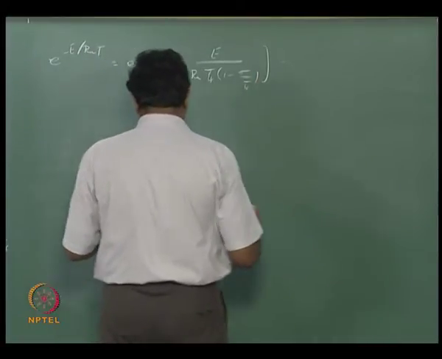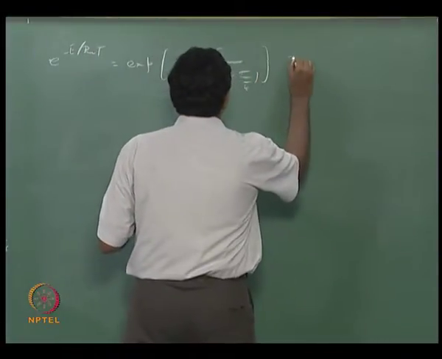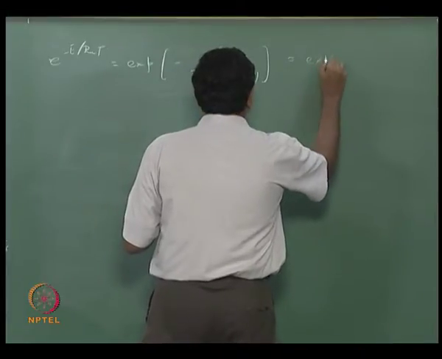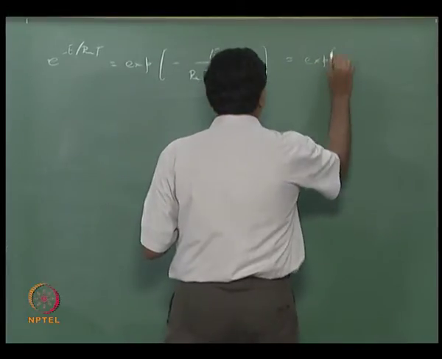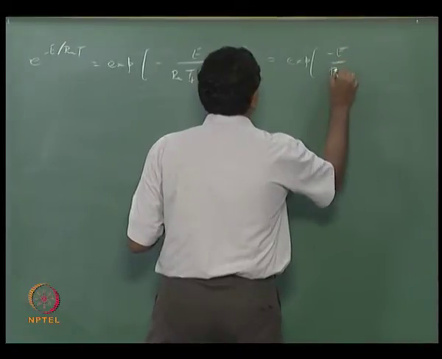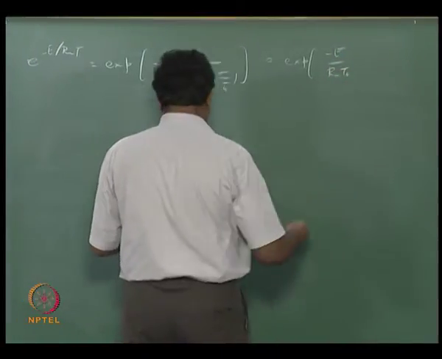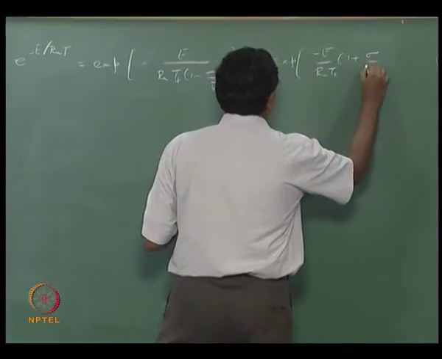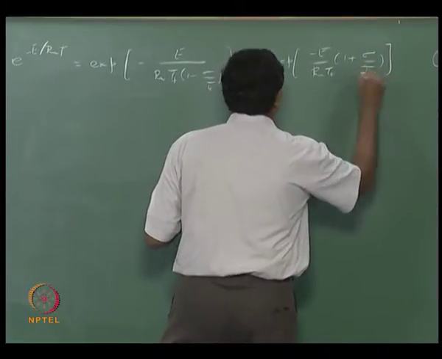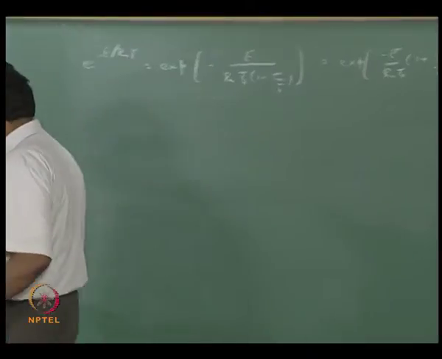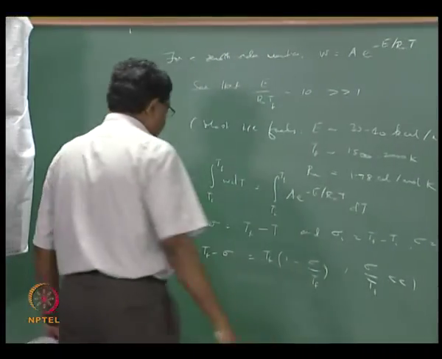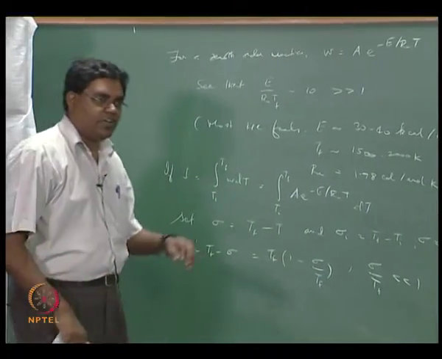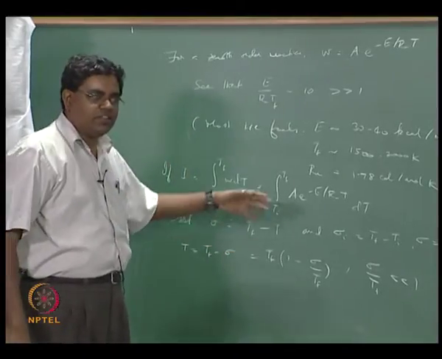So that's approximately exponential minus E over RUTF times 1 plus sigma divided by Tf. Now these kinds of things are all sort of tailor made for approximations. We should sort of get an intuition about how these analyses are done.